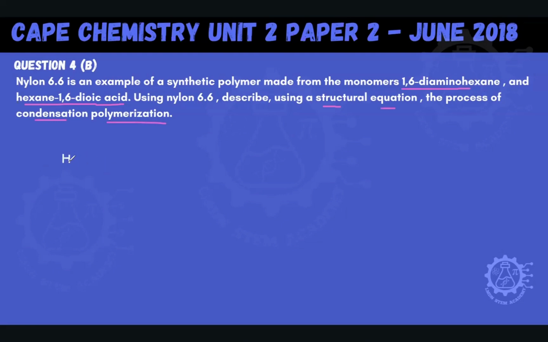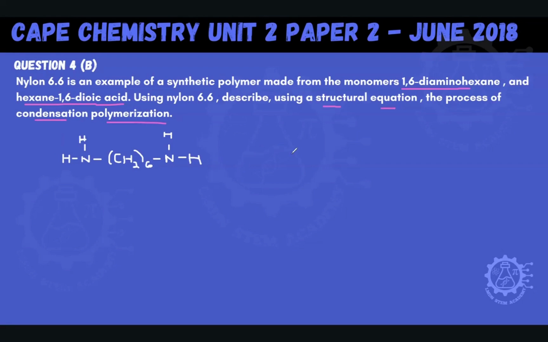So it's going to have an amine group on both ends. So here's my amine group, my NH2. And then in the middle, I'm going to have CH2, and there's 6 of those. And then I'll have another amine on the end, okay? So this is my 1,6-diaminohexane, okay? And then I'm going to go ahead now and I'm going to draw my hexane 1,6-dioic acid.